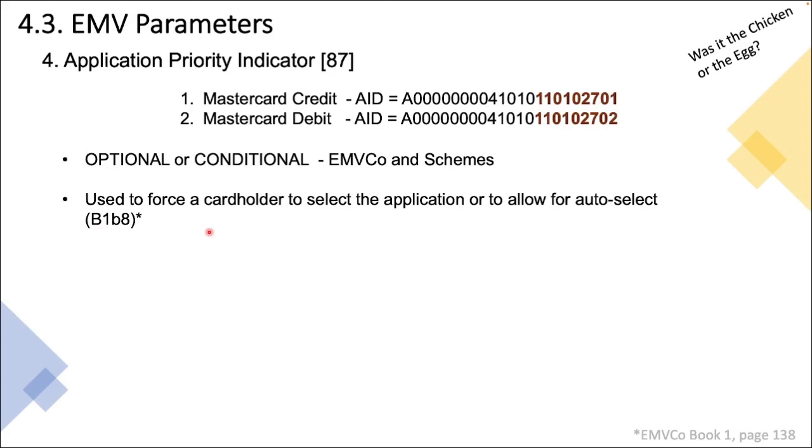Whether it'll force a customer to always select the application, or whether, in the case where there's only one application available for transacting. For example, let's say the terminal only supports the credit application and doesn't support the debit application. In byte 1 bit 8 we can then tell the terminal that if you only find a single application, you don't need to force the cardholder to select it. You can allow the terminal to automatically select a single available application, right?